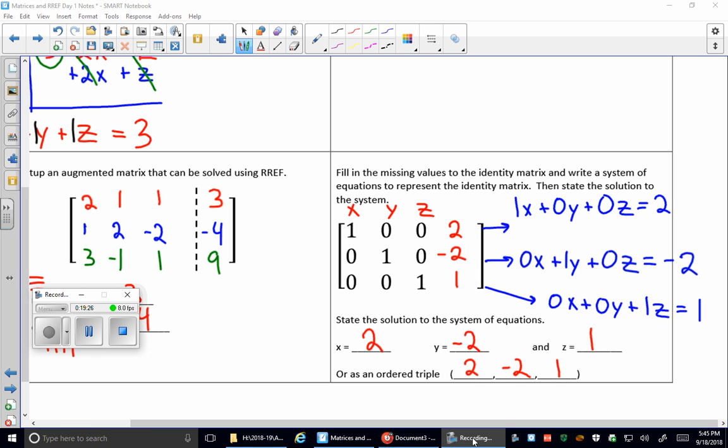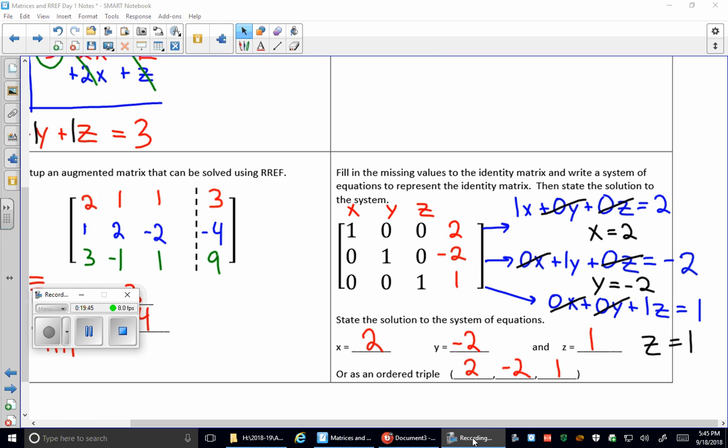And now we go back to what is it telling us? So there's no y's, there's no z's here, so x equals 2. There's no x's, there's no z's, there's just a 1y, so y is -2. And there's no x's and there's no y's on this one, so z equals 1. All right, so this concludes our notes there.